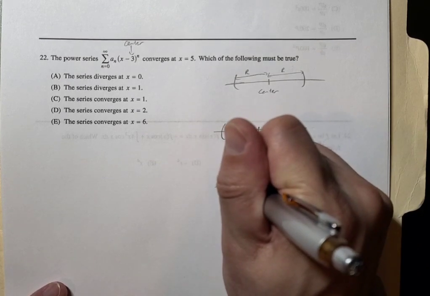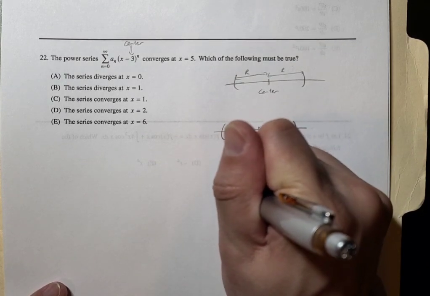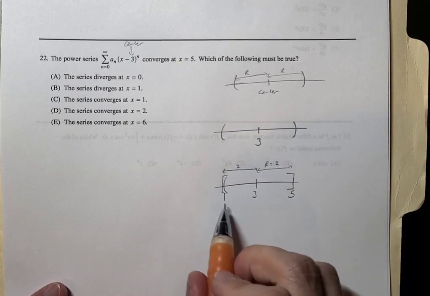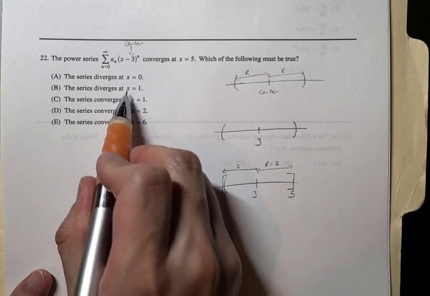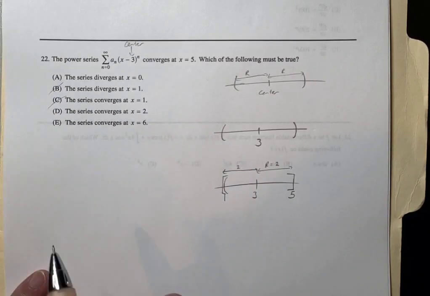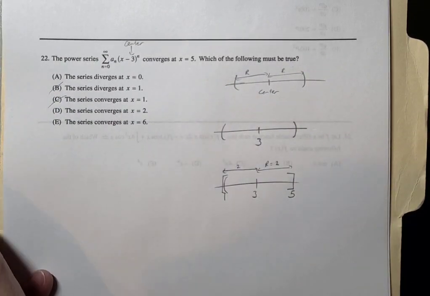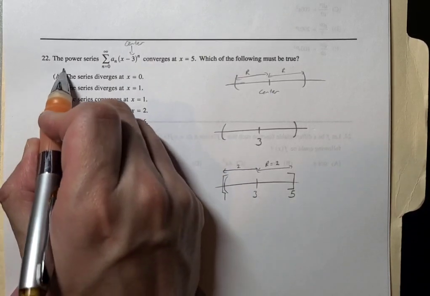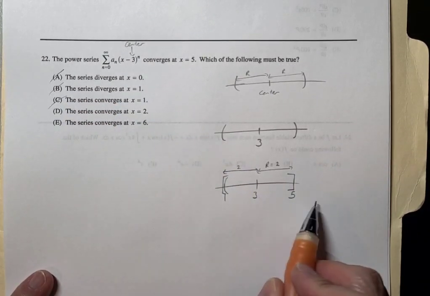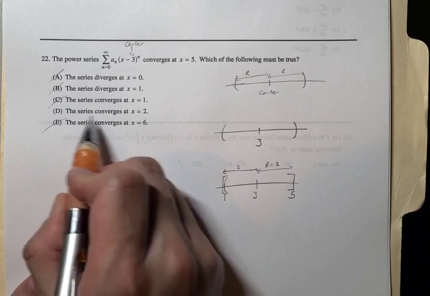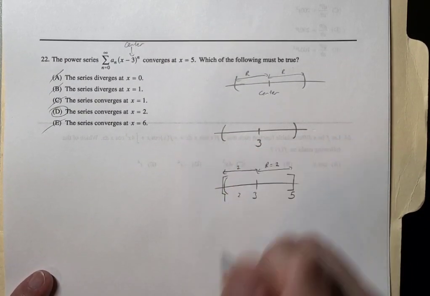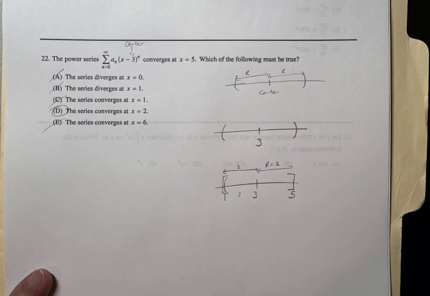So what happens if it's like this? Or it could be like this. We don't know. So at x is 1, we don't know which one. Because it asks us what must be true, 0 is outside our radius, so it cannot be that. 6 is also outside the radius. So what must be true is 2, because 2 is here, and that's within the radius of convergence.